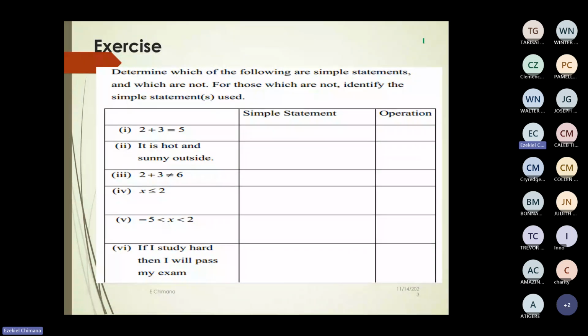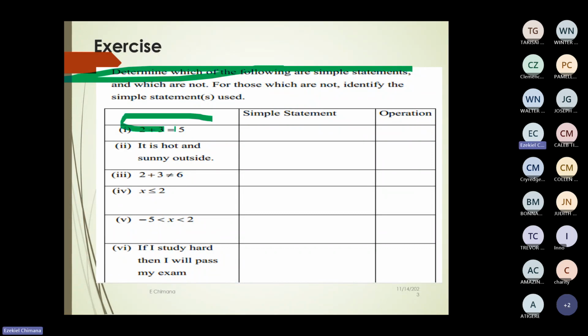Determine which of the following are simple statements and which are not. For those which are not, identify the simple statements used. For this one, "2 plus 3 is equal to 5," this is just a simple statement. "It is hot and sunny outside": it is hot is the first statement, sunny outside is the second statement. So this is a compound statement, not a simple statement, and we are using the AND operation to join the two.